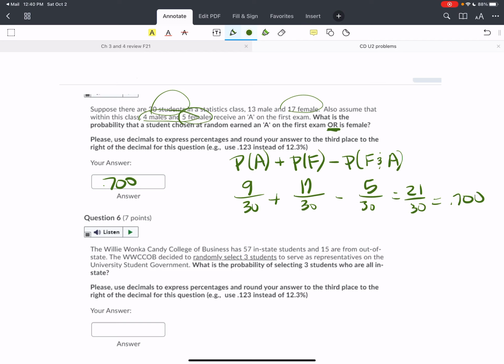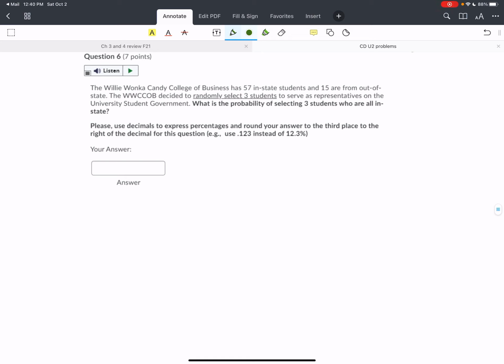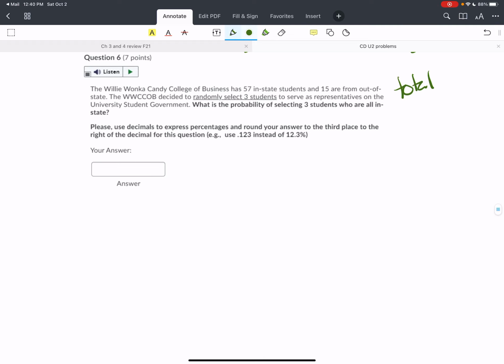Got 3 more that I'm going to go through, and then I'll wrap this up. We've got a College of Business with 57 in-state students and 15 out-of-state. So the total number of students is 72. We decide to randomly select 3 to serve as our representatives, and we want to know the probability that all 3 students that we select to serve on this committee are in-state.